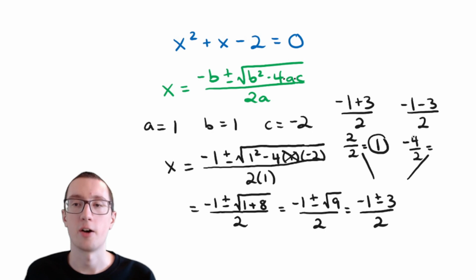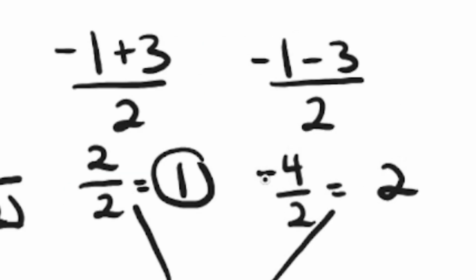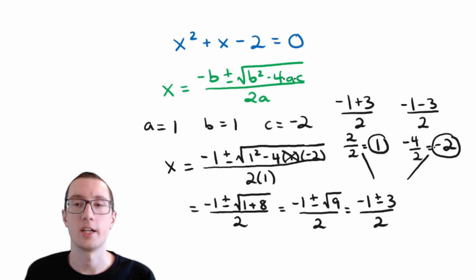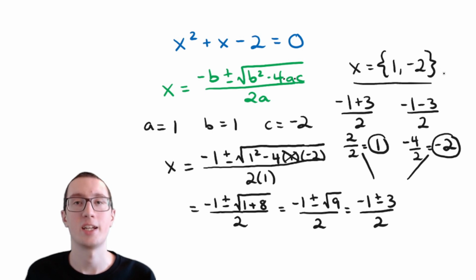And now negative 4 over 2, 4 divided by 2 is 2, and we have one minus sign, so the minus sign carries over. So that's our second answer, -2. These are our two answers, and if you want to write it the fancy way, we'll do x equals these fancy little bracket things, 1 comma -2. So there you go. This is our final answer. X is equal to 1 and -2.